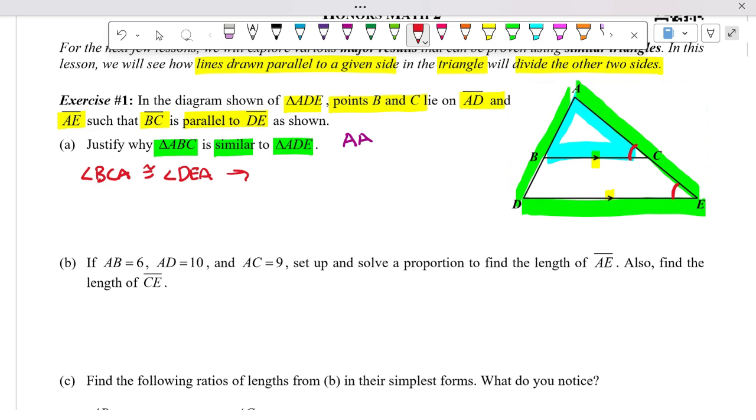So, parallel line theorems, what are the ones that make congruent angles? Remember some parallel line theorems that make congruent angles. What are they called? I told you need to know those names.